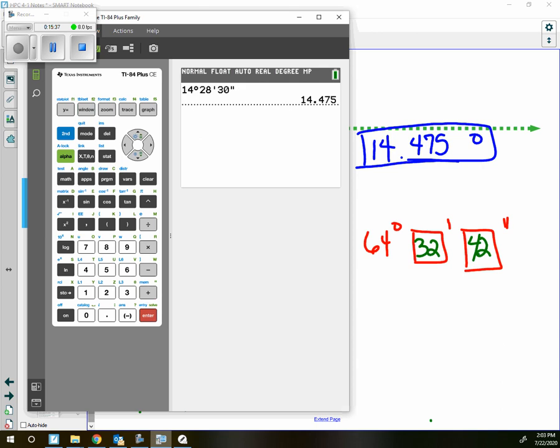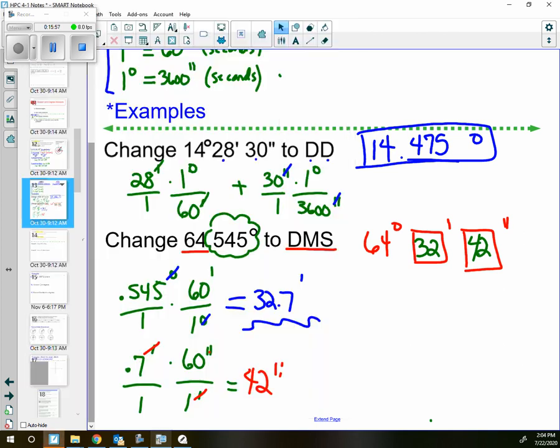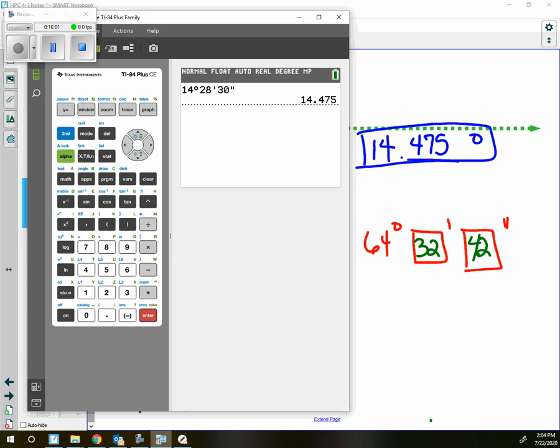Then you just press enter and look at that. It's already in degrees, minutes, seconds for you. So it's really, or degree as a decimal. So it's really easy to go from degrees, minutes, seconds to degree as a decimal. You just have to type the angle in. Now, if you wanted to change it back, you take that decimal and then we change degrees, minutes, seconds. And I'm going to show you how to do that with the second example that we did. So 64.545. Let's see if we can go the other way to DMS.